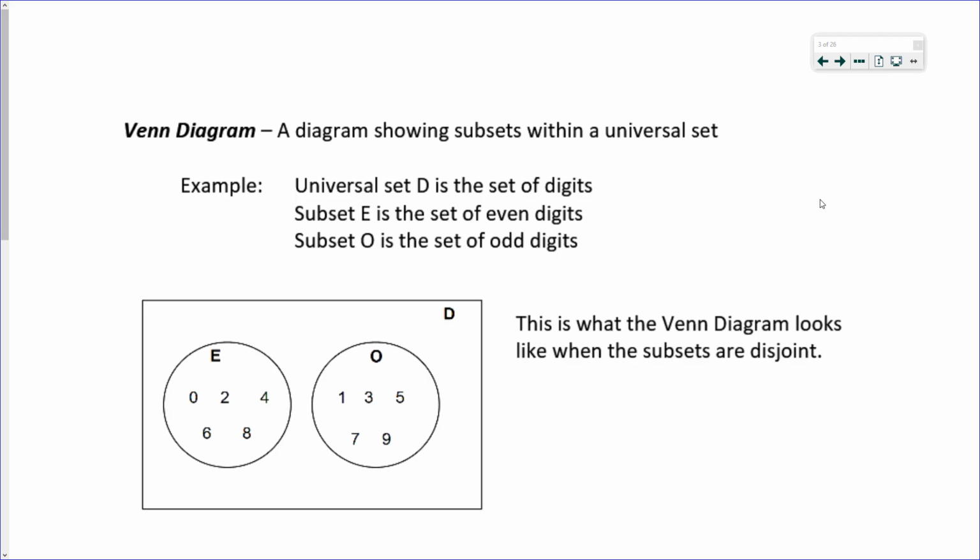And then we can use a Venn diagram to show our subsets with a universal set. So we had the universal set D, which is the set of digits, the 0 to 9. That's my universal set, so that'll be my box. And then I have the subset E with the numbers 0, 2, 4, 6, 8, and the subset O, which was 1, 3, 5, 7, and 9. And as you can see with this Venn diagram, there's nothing in E that matches with O, so I have no overlap with my circles.